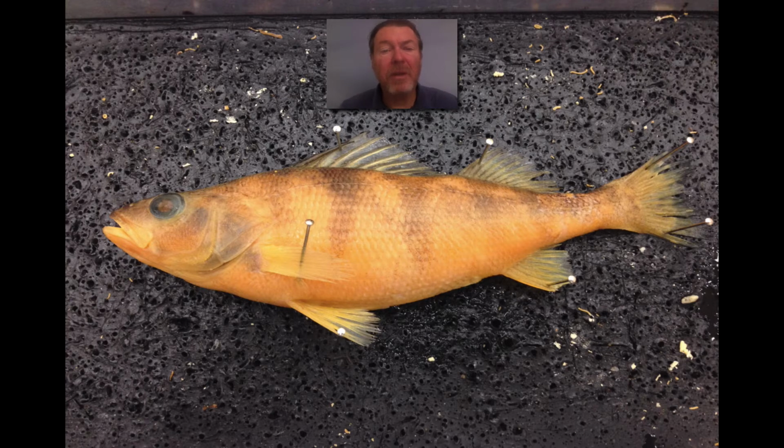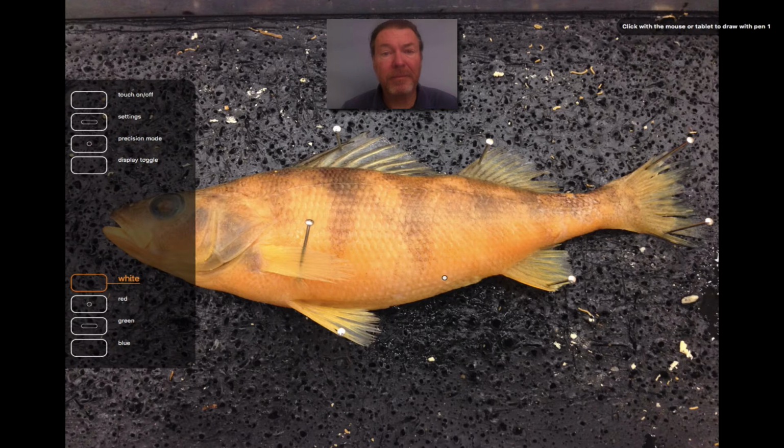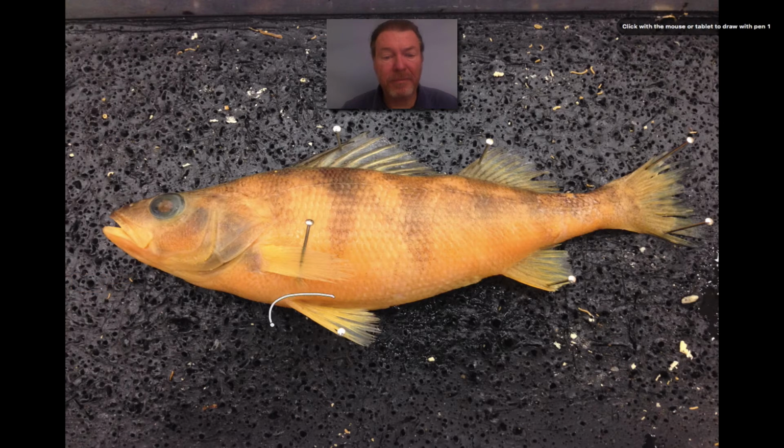And finally, where is the pelvic fin? Point to the pelvic fin. It's the fin right down there. So that's a quick 4 questions on the external anatomy of the fish. Let's take a look at the internal.